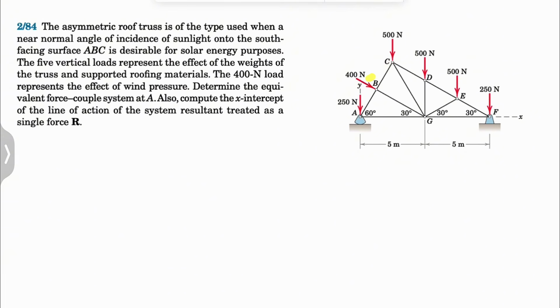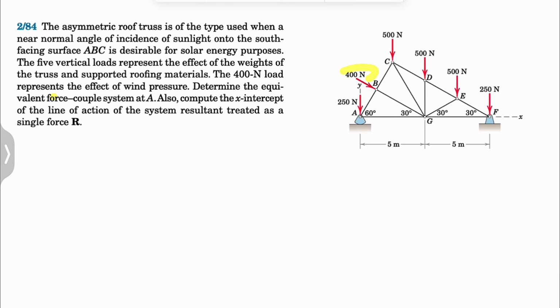The asymmetric roof truss is one of the types used when a near normal angle of incidence of sunlight onto the south facing surface ABC is desirable for solar energy purposes. The 5 vertical loads represent the effect of the weights of the truss and supported roofing materials, and the 400 newtons that we see at point B represents the effect of wind pressure.